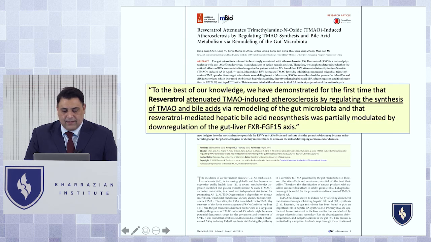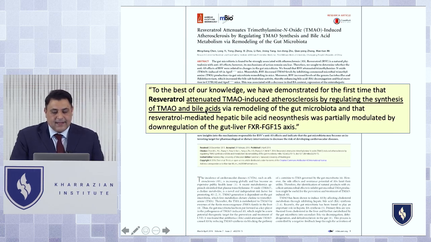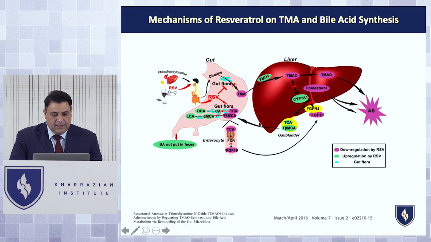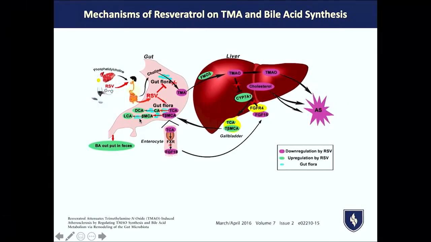regulating the synthesis of TMAO and bile acids via remodeling the gut microbiota, and that resveratrol-mediated hepatic bile acid neosynthesis was partially modulated by downregulating the gut-liver FXR, FGF15 axis, or these are receptors in the gut. So you can see here resveratrol coming in, and then you can see things that are listed in purple are downregulations, and things in green are upregulations. So resveratrol has a significant impact in how bile acids are metabolized by cholesterol, which has protective effects.